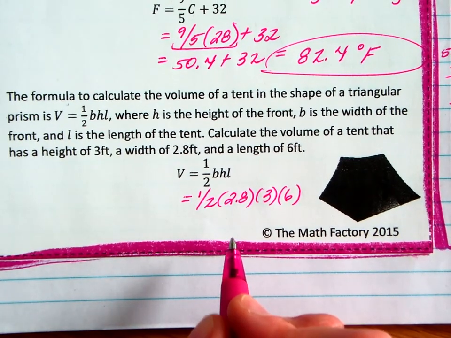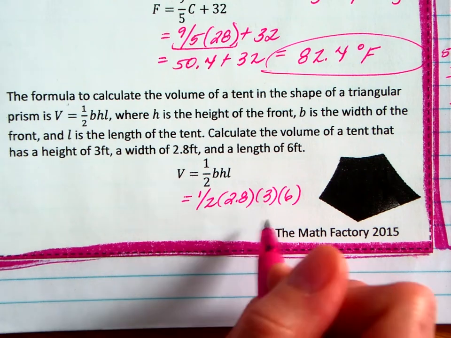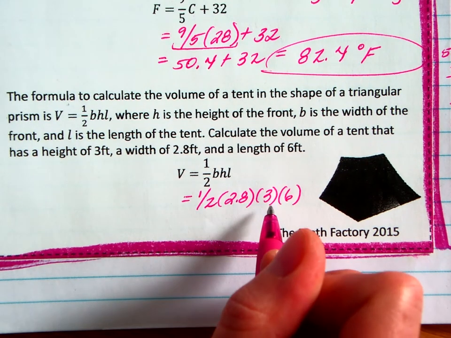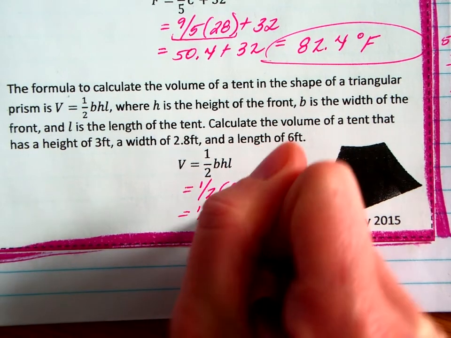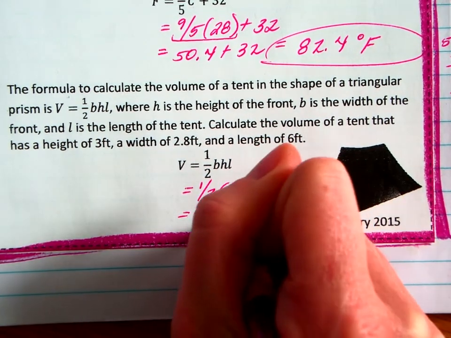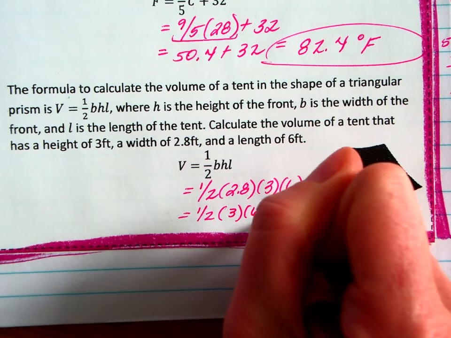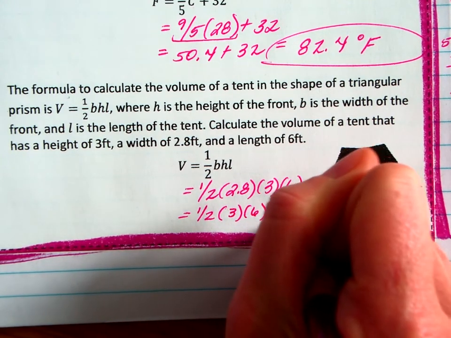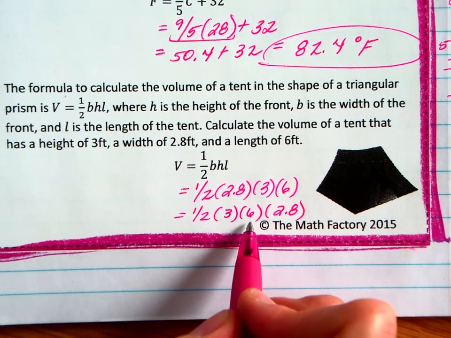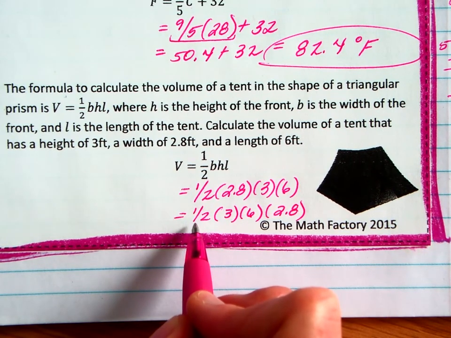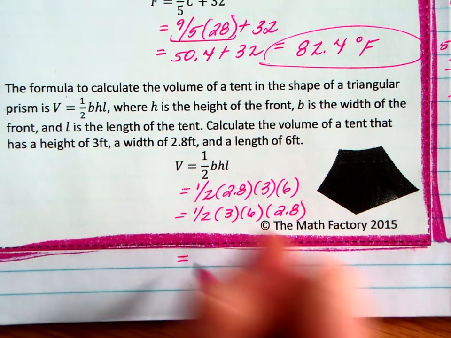Well, I like to do things easy again. I'm going to rearrange things. I'm going to do 1/2 times 3 times 6 first. I'm just rearranging. This is just the commutative property. It's because I'm trying to save that decimal for last. I know 3 times 6 is 18. I know half of 18 is 9. So I'm trying to make this problem easier.